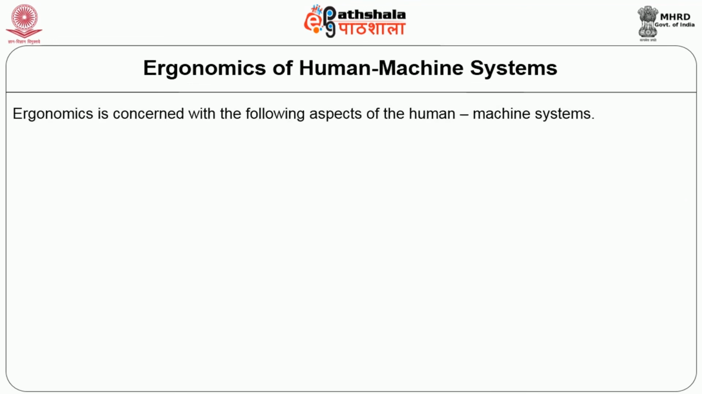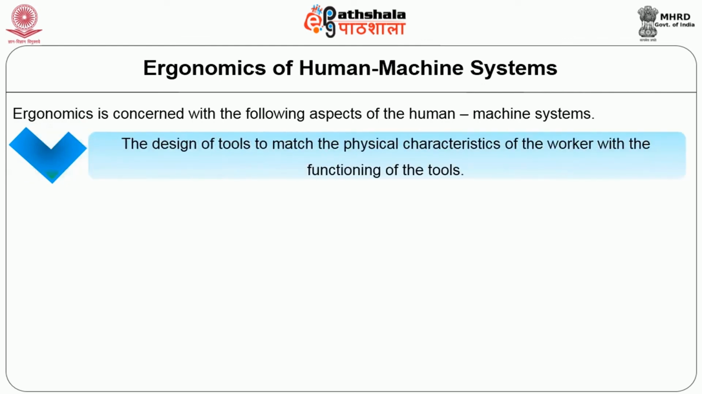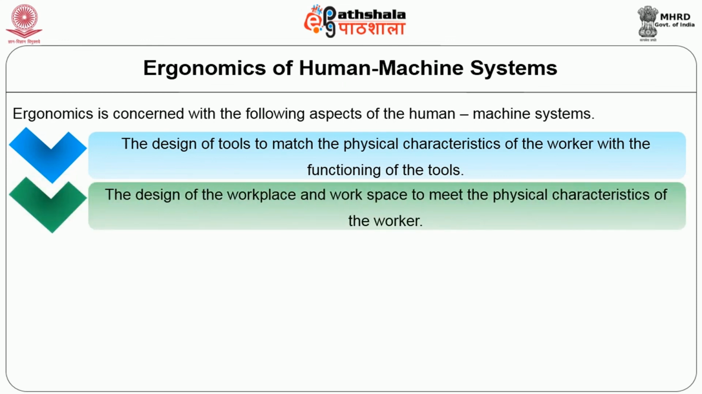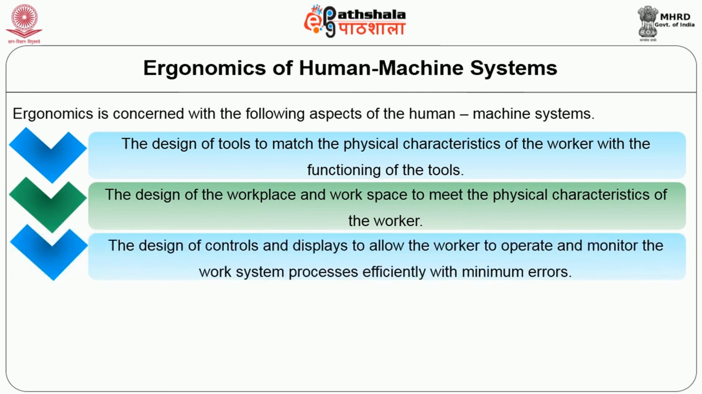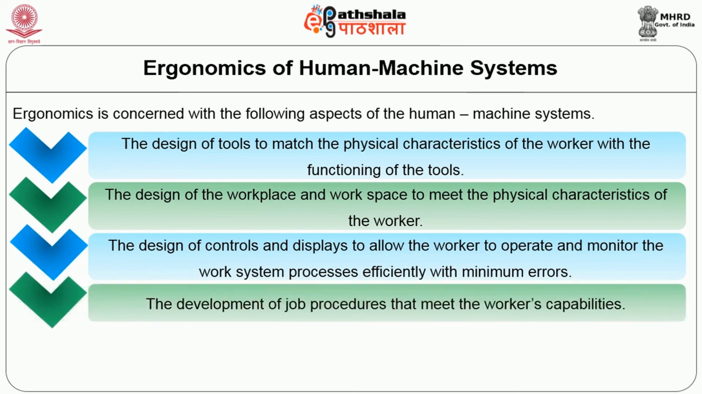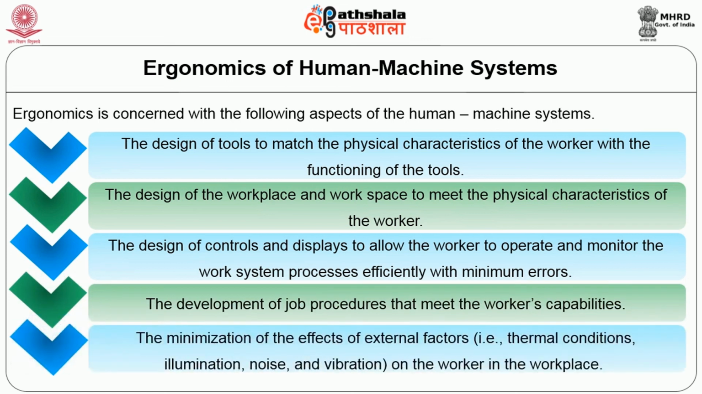Ergonomics is concerned with the following aspects of the human and machine system. The design of the tool should match the physical characteristics of the worker with the functioning of the tool; the design of the workplace and the workspace to meet the physical characteristics of the worker; the design of the control and the display to allow the worker to operate and monitor the work system process efficiently with minimum errors; the development of job procedures that meet the worker's capability; and the minimization of the effects of external factors like thermal conditions, illumination, noise and vibration on the worker in the workplace.